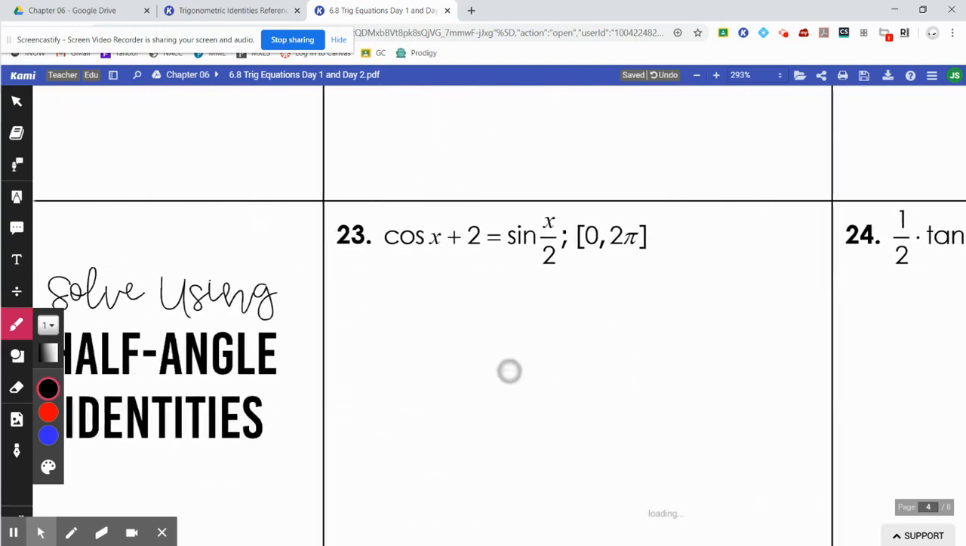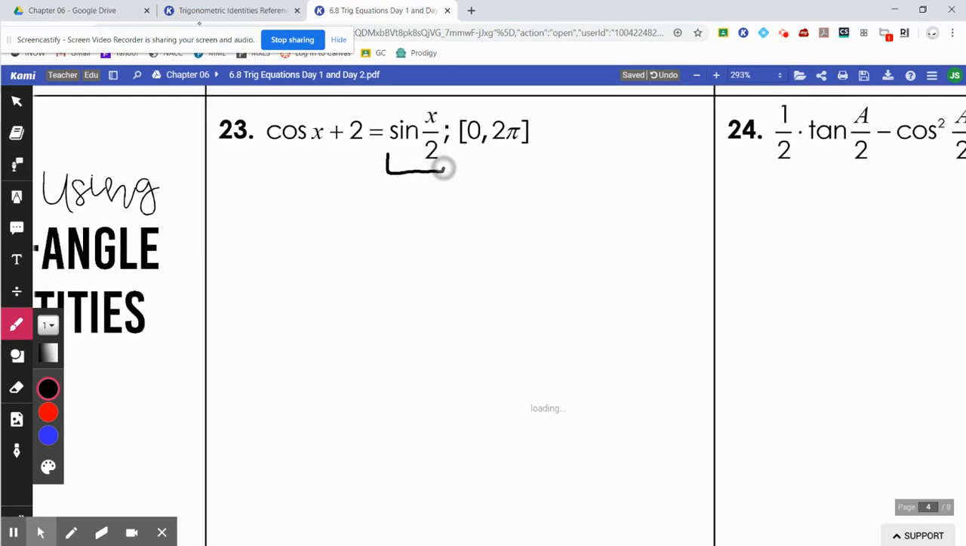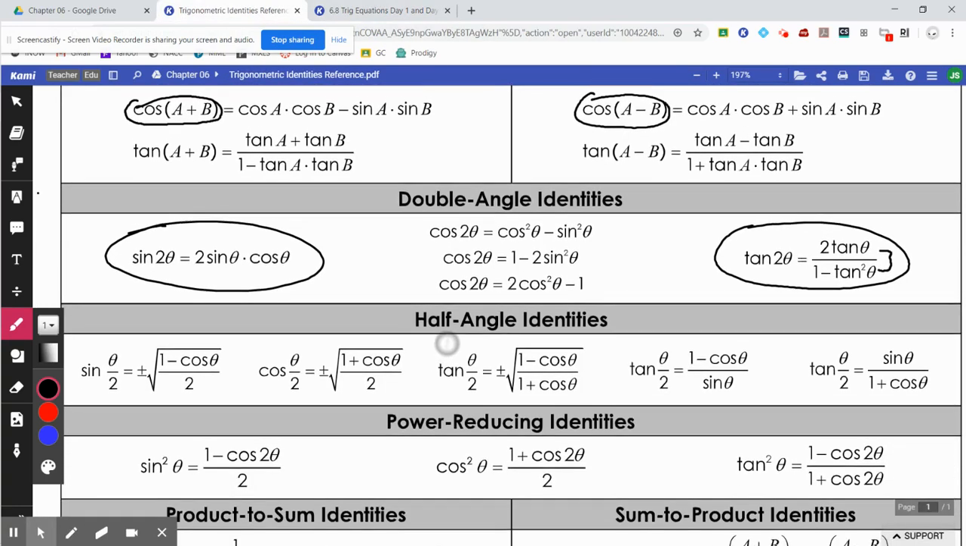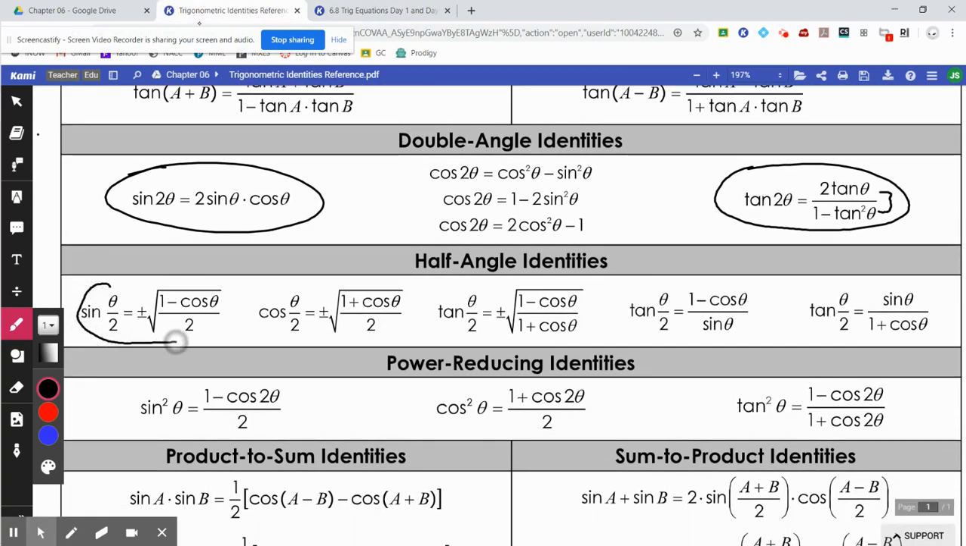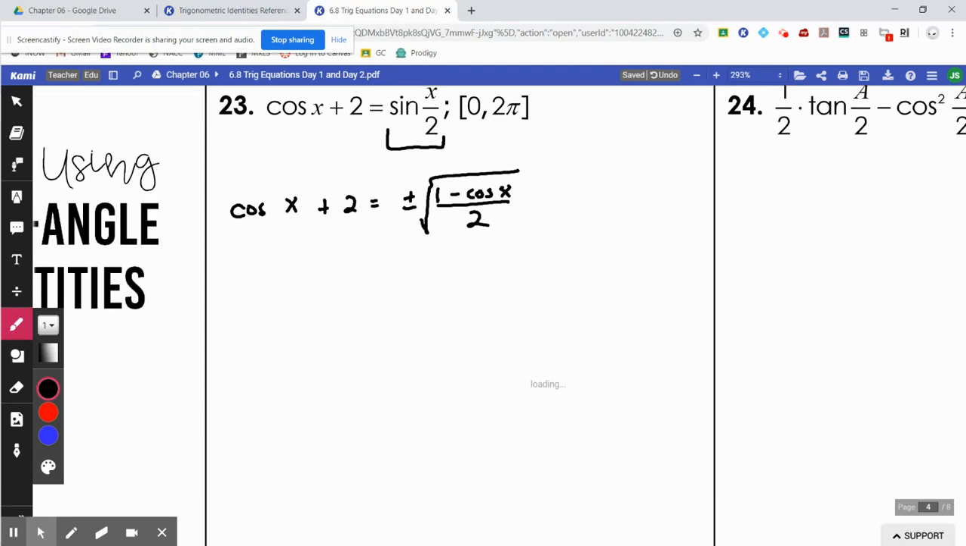Number 23. Now we're using half angle identities. Like here we have the sine of x over 2. We're going to have to do something with that. We're going to have to replace it with its half angle identity, which is right here. So we're going to take out sine of x over 2 and replace it with this. And there we go. We've taken out that and replaced it.